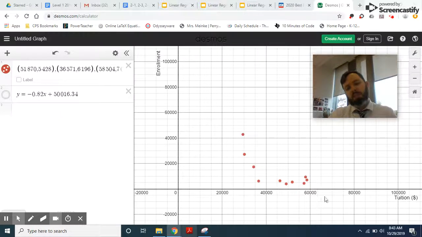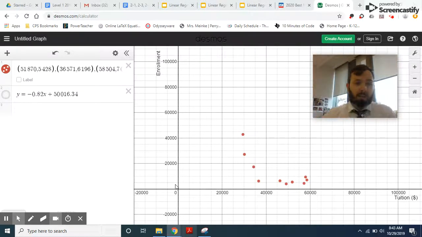Based just on the scatter plot, I can see that my data is decreasing, right? If I drew a line going through this, we'd be going downwards. So as my tuition is increasing, my enrollment is decreasing. And that makes sense, right? Because you want to pay to go to a school with fewer people in it, so you get more individualized attention.